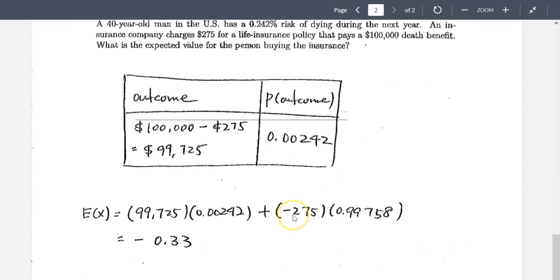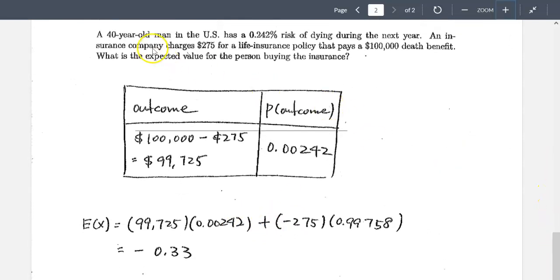Now, this is slightly different, but the same idea. This is an insurance payout. A 40-year-old man in the U.S. has a 0.242% risk of dying during the next year. An insurance company charges $275 for the policy premium for a $100,000 death benefit. So what is the expected value? The outcome, if you die, is that you get paid $100,000 minus the premium that you pay. So this is how much money you actually get, and the probability of that is very small.